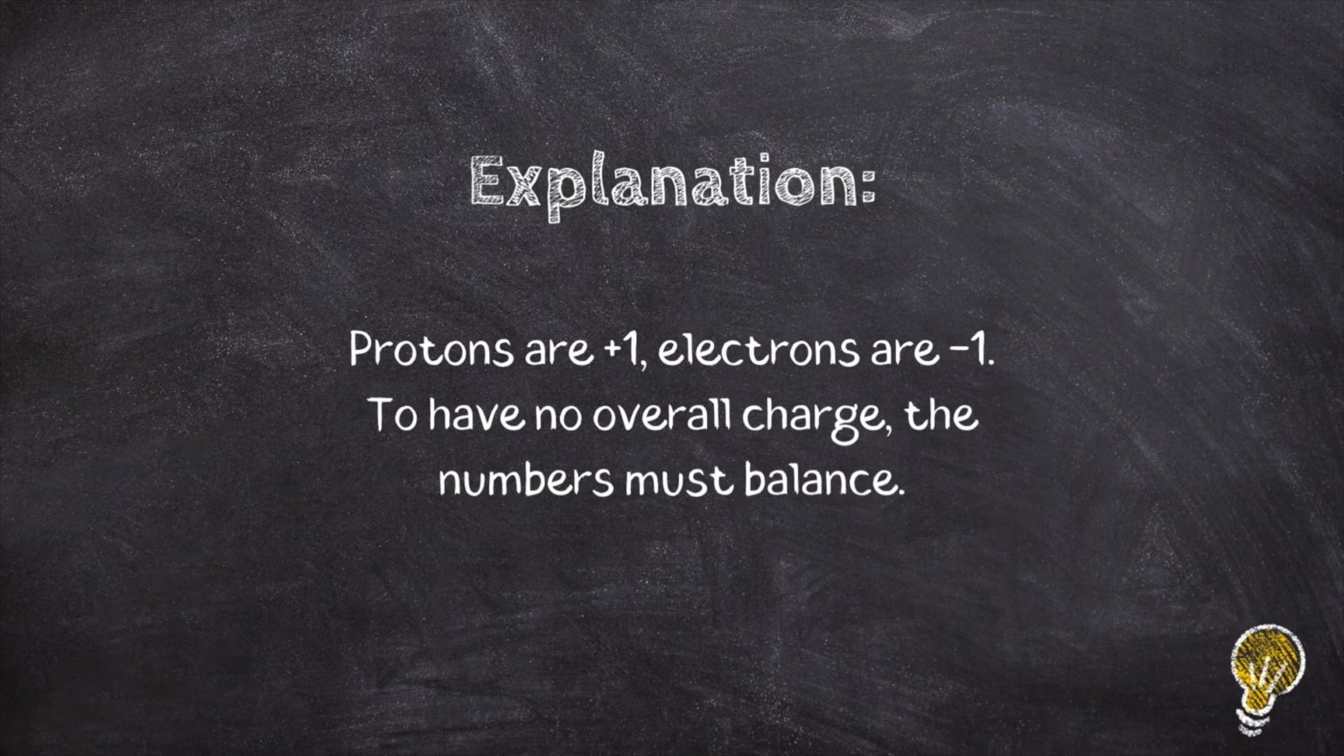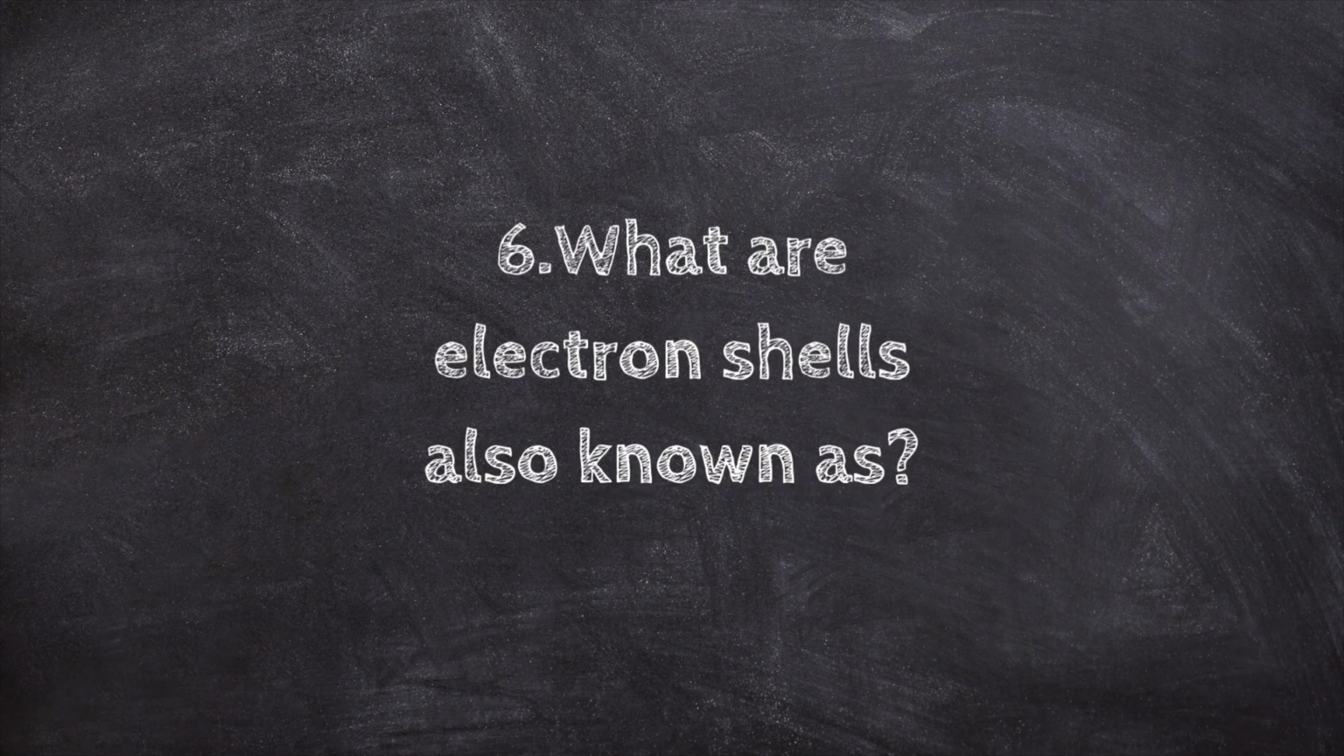For example, if an atom has 8 protons, it must have 8 electrons to be neutral. If those numbers are not equal, it is no longer an atom. It becomes an ion. Question 6.